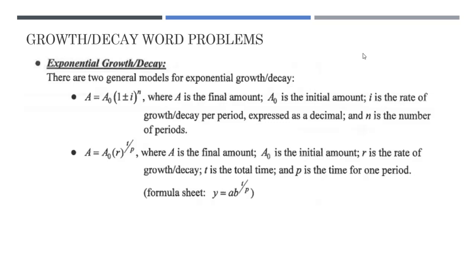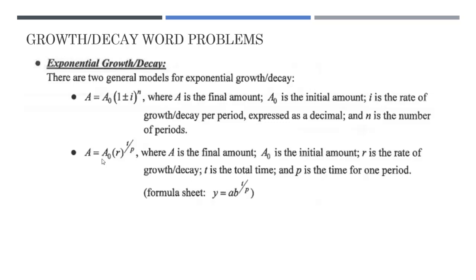They're actually very, very similar, and on the formula sheet, you're going to have this y equals a times b to the power of t over p. So let's look at this second equation first. We have where A is the final amount, A₀ is the initial amount, r is the rate of growth or decay, t is the total time, and p is the time for one period.